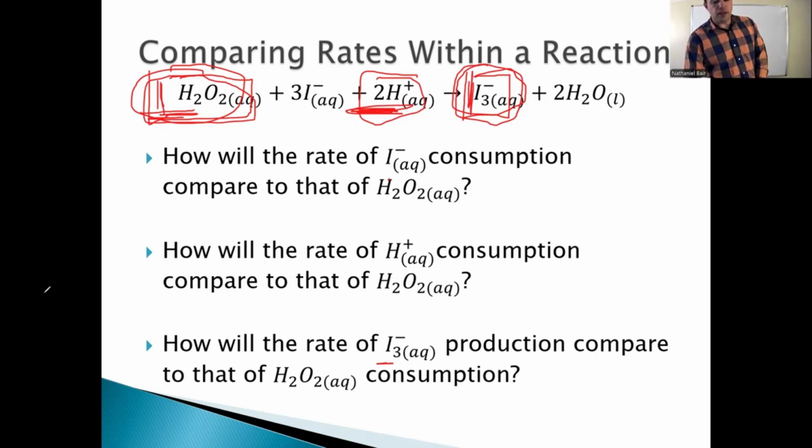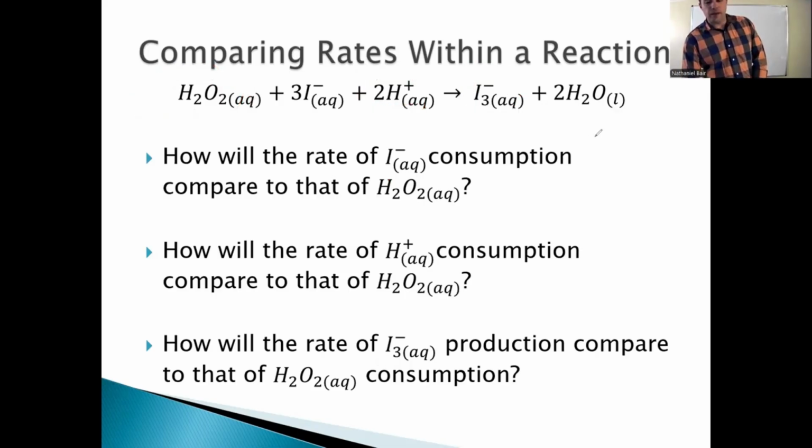So hopefully you see that, no matter what, if you have a balanced chemical equation, you can compare the rates of components within a reaction. So the rate of water production is going to be twice as fast as the rate of the triiodide production because it's got a coefficient of 2. So hopefully that's making sense to you.